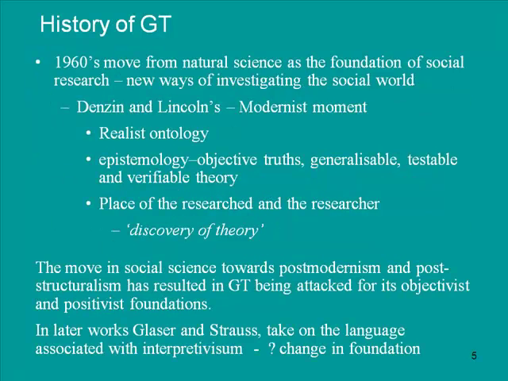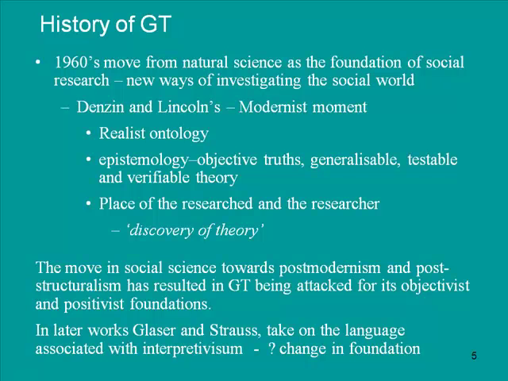So in the 1960s, and many of you will know this already, there was a real move away from a natural science paradigm as the foundation of social research. And sociologists started looking at new ways of investigating the social world. And this is the period in which Glaser and Strauss are working. If you look at Denzin and Lincoln's classic work, which looks at the moments of qualitative research, they, and I and many other people, would certainly put grounded theory into the modernist moment of that. So with a very much realist ontology, and the epistemological perspectives are very much about objective truth, theories that are generalizable, testable, and verifiable.